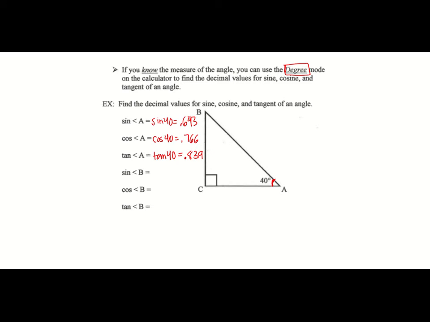And tangent of 40 on our calculator gives us 0.839. Then if we want to know what B is, remember we know all three angles inside have to equal 180. So if we take away 90, that leaves us with 90 degrees left, but we know we're taking away 40 more. That means we have 50 degrees left for angle B. So angle B is going to be 50 degrees. And then we're just going to plug it in again. So we have sine of 50, cosine of 50, and tangent of 50. We can plug all three of those into our calculator. For sine of 50, we get 0.766. Cosine of 50, we get 0.643. And tangent of 50, we get 1.192.